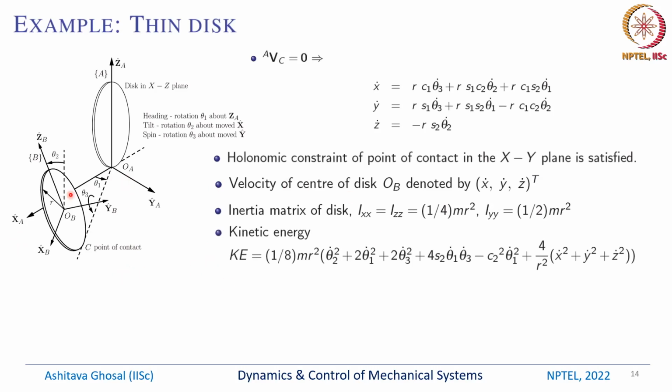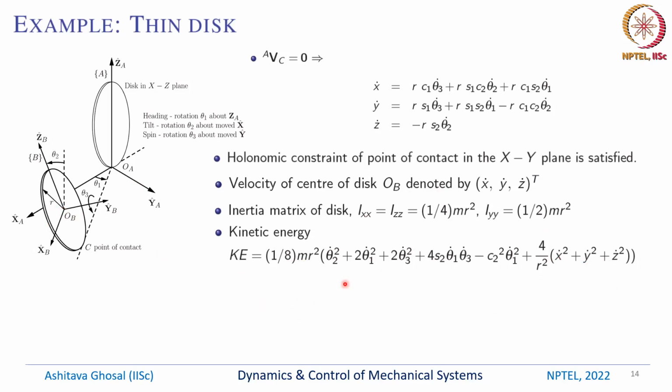The kinetic energy can be written as half mv square, v of the center of mass of this disk, plus half I omega square. If you do the simplifications, you will get this expression for kinetic energy, which is 1/8 mr square, and then you will have some terms which are x dot square, y dot square, z dot square. This is very clear. So this 4 and 8 will cancel, and r square will cancel. So you will have half m x dot square, half m y dot square, half m z dot square. That is very straightforward. Half m vc square.